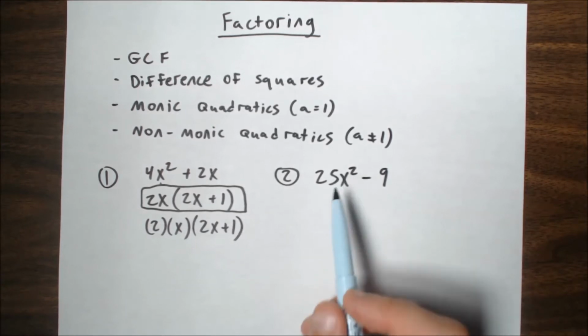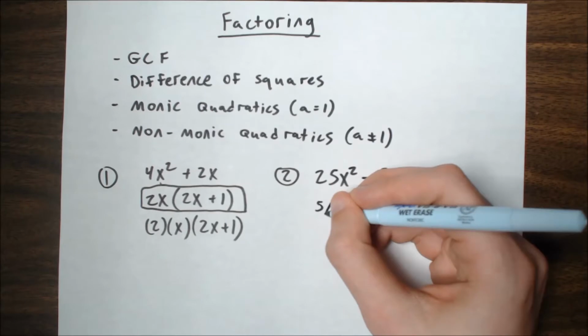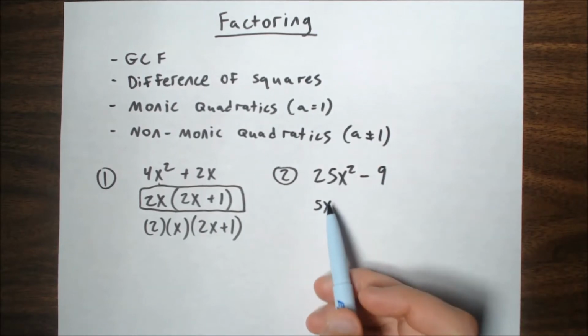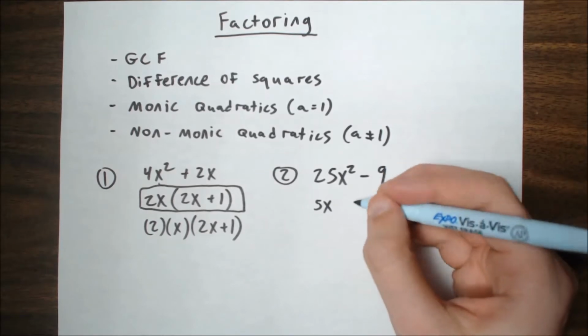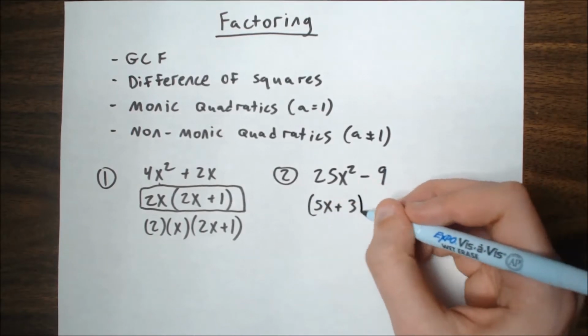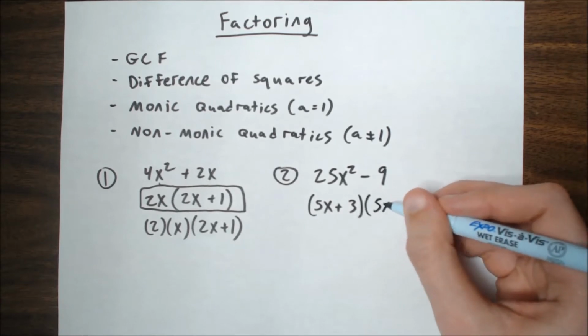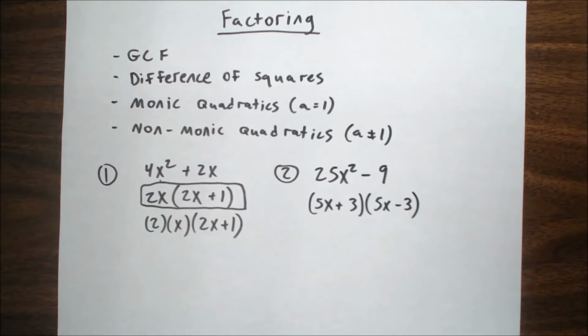what is the square root of 25x squared? It's 5x. So I'm going to write whatever the square root of this is. I'm going to write that here. And what's the square root of 9? That's 3, right? I'm going to put that here. And so I've got 5x plus 3 times 5x minus 3.